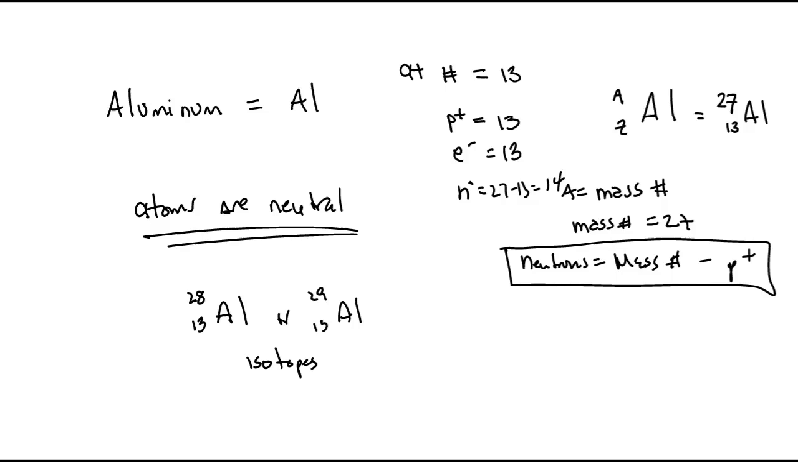So instead of having 14 neutrons, you have 15 or 16 neutrons. And that's okay to have. Changing the number of neutrons is okay to a certain degree, as long as it keeps the atom stable. If the atom starts becoming unstable, then you cannot change those neutrons.